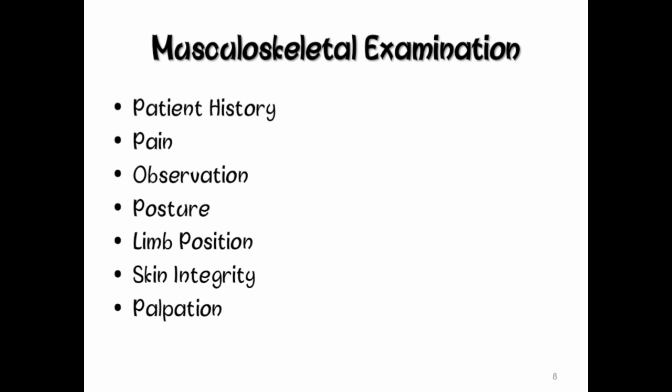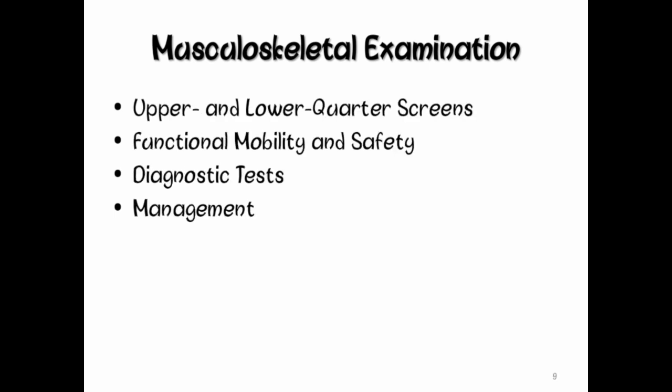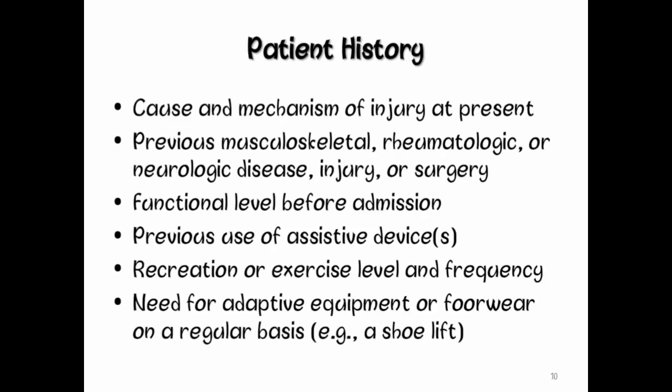Now let's talk about the components of the musculoskeletal examination. So here we have different things. We are going to discuss all of these components in great detail ahead. So let's just name these components here. The different components are the patient history, pain, observation, posture, limb position, skin integrity, palpation, upper and lower quarter screens, functional mobility and safety, diagnostic tests, and the management. Now let's discuss them one by one.